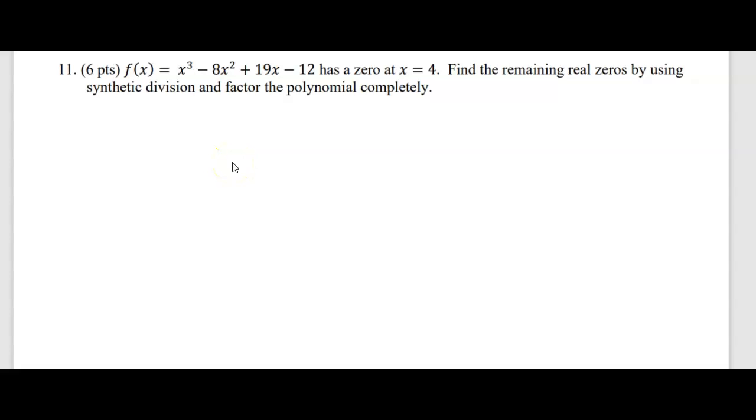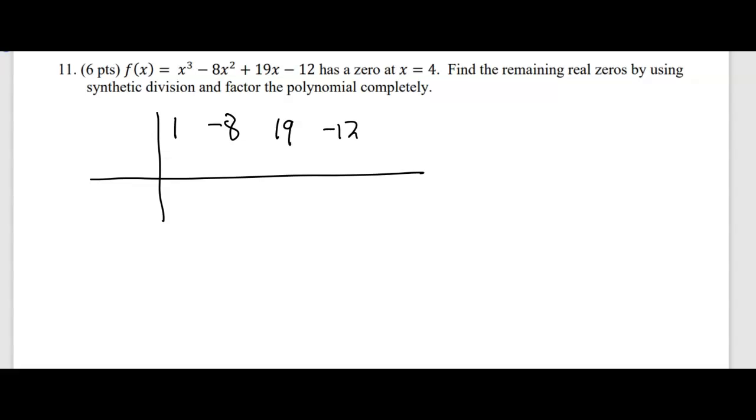Given a polynomial function that has a given zero, find the remaining real zeros using synthetic division and factor the polynomial completely. So we want to find the remaining zeros and factor the polynomial completely. We have one zero, x equals 4. It's a degree 3 polynomial, so it has potentially 3 zeros. So for the remaining real zeros, we might have 2 answers, might only be 1, might not be any.